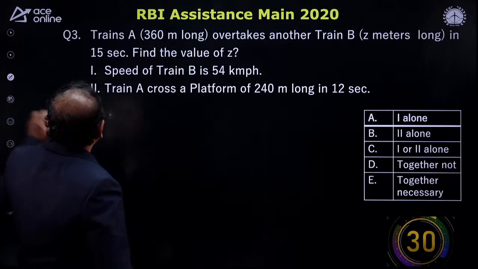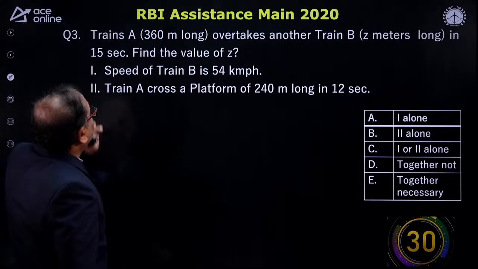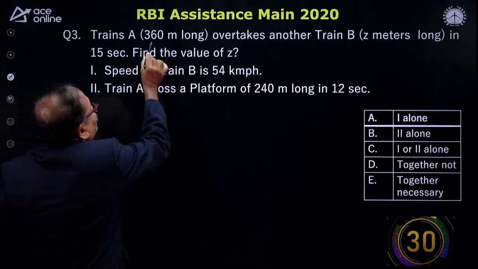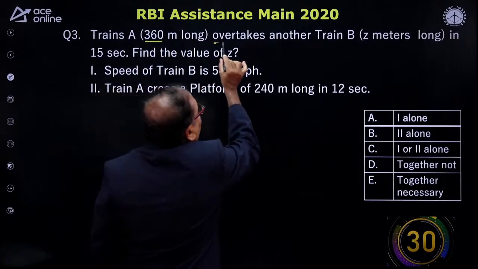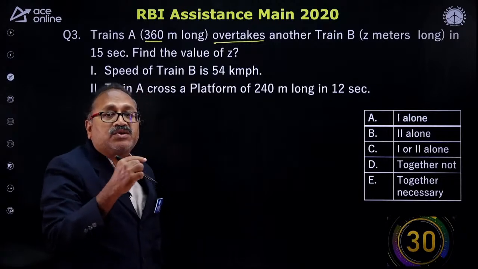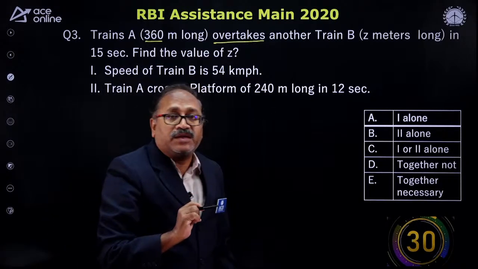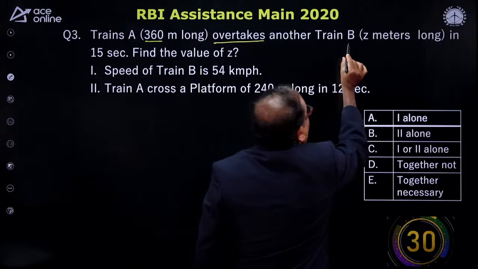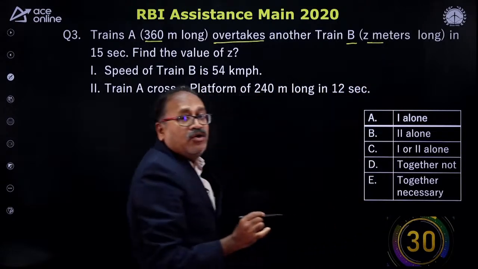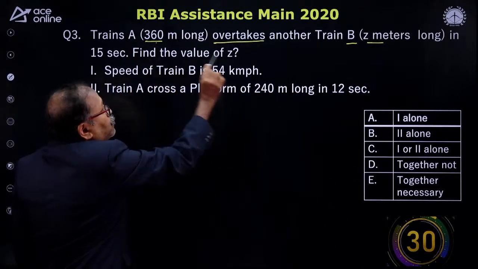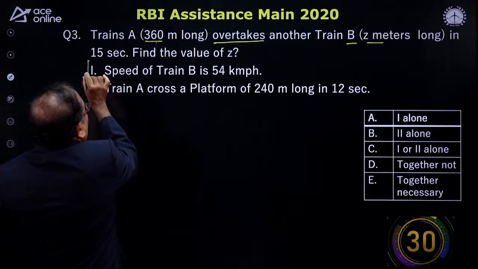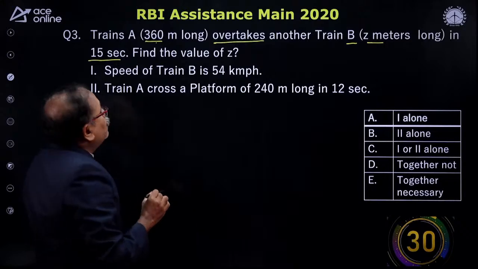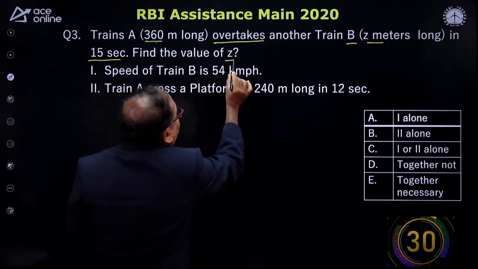So this is the next question. A train A, 360 meter long, overtakes, and overtake is the word used when both are moving in the same direction, another train B of Z meter long. So the train A length I know, the train B I don't know, that is Z. And it takes 15 seconds to overtake. So find the value of Z.